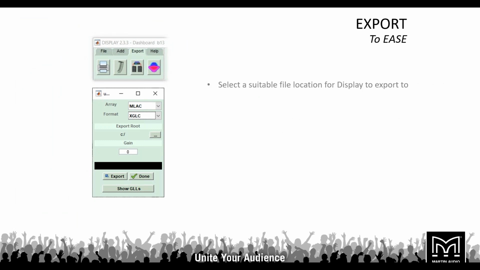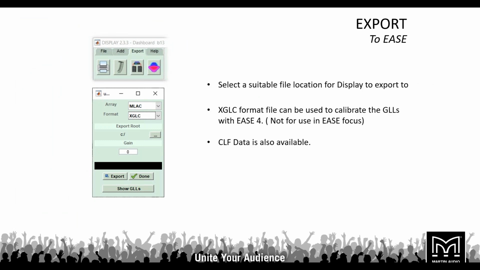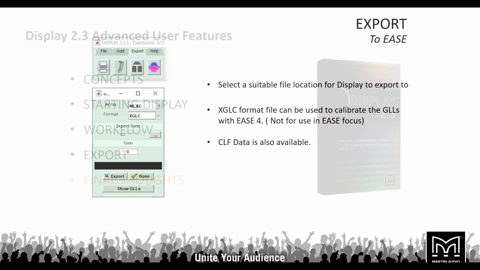And lastly, this is how you export to Ease if you're using Ease 4. Again, not for use in Ease Focus. You just do the same thing. You select the folder you're exporting to and you hit export. And again, you choose which array you're exporting. And then there's a whole webinar on Ease that shows how to import those files.